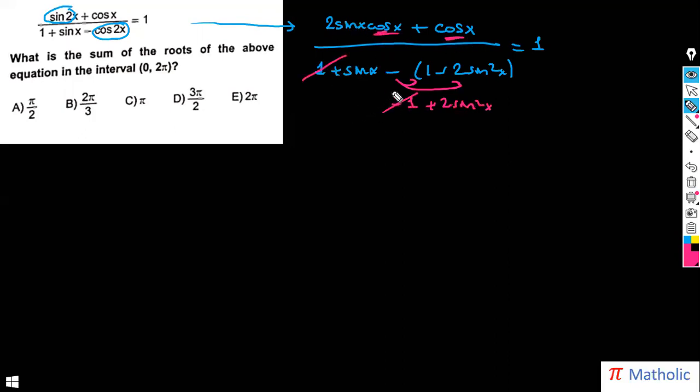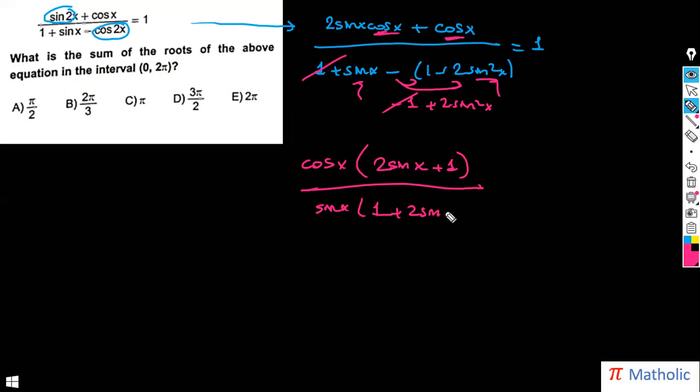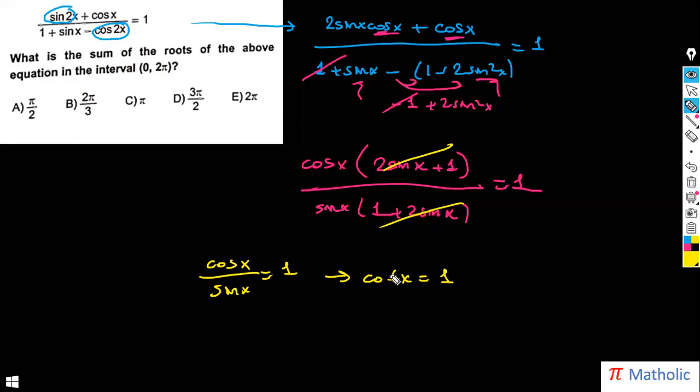And here cosine is common. Let's take it out of the bracket. So here I have 2 sine x plus 1. And down here, sine x is common. You'll get 1 plus 2 sine x equals 1. So we can cancel out 2 sine x plus 1. What is left here? Cosine over sine equals 1, which is cotangent x equals 1.